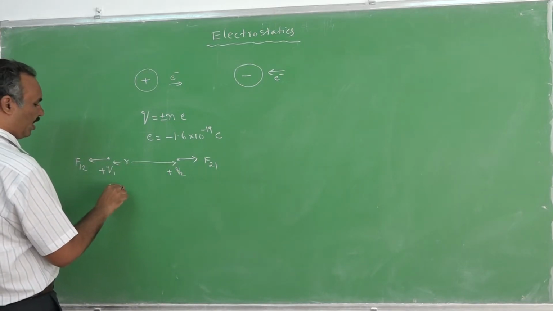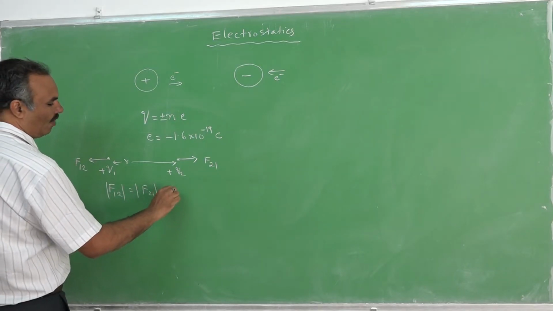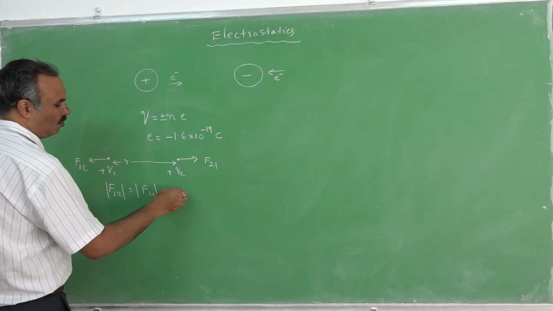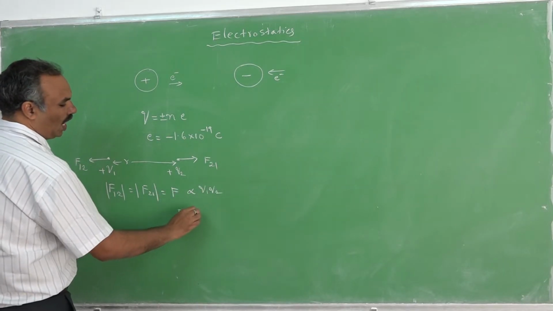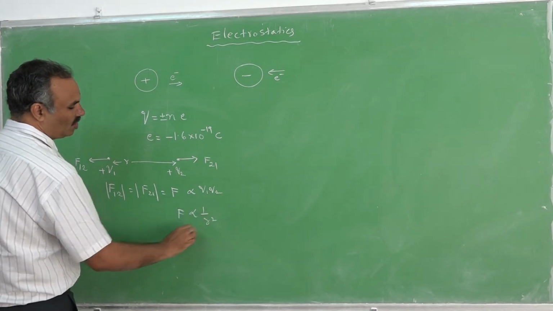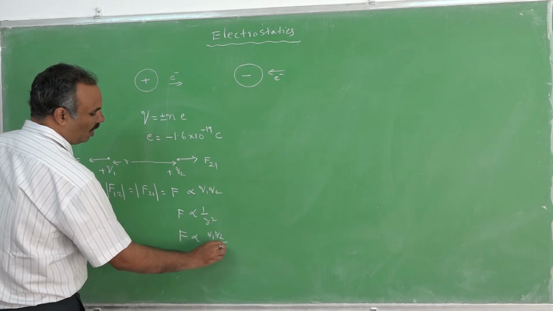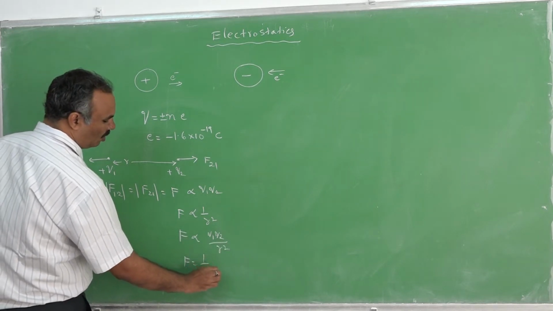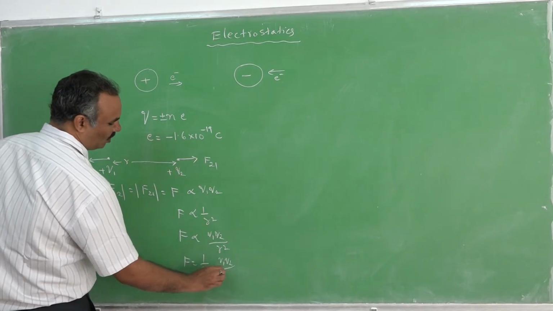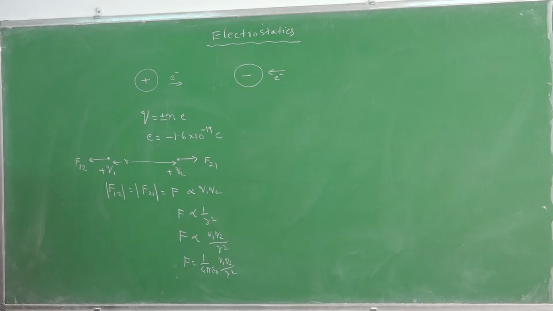Either the force of attraction or the force of repulsion has a magnitude F, which is proportional to the product of the magnitudes of the two charges and inversely proportional to the square of the distance between them. So, F is proportional to Q1 Q2 by R square. F is equal to 1 by 4 pi epsilon naught Q1 Q2 by R square. This is called Coulomb's inverse square law.